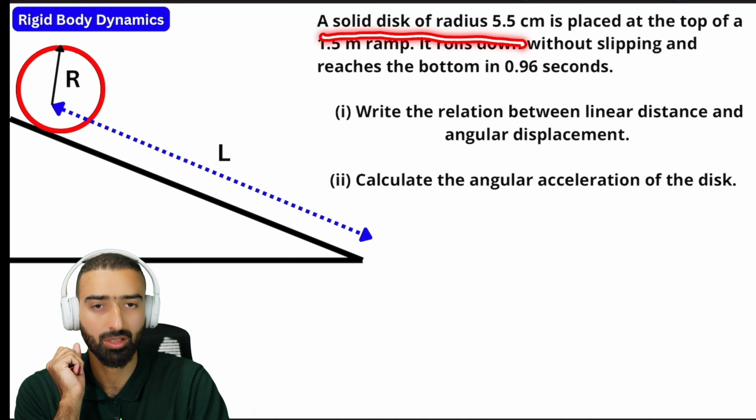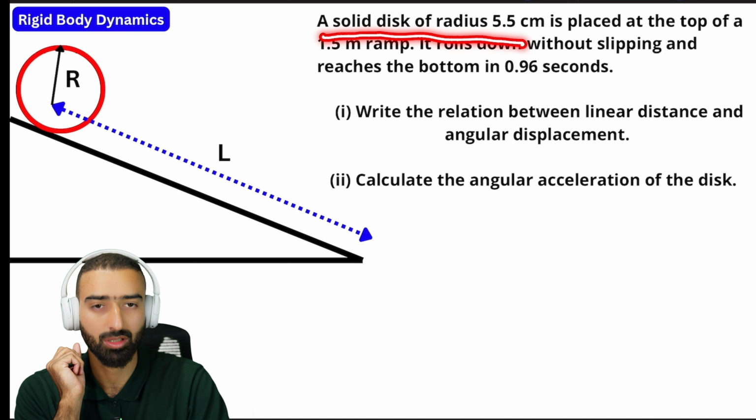And what's omega naught? Omega naught is the initial rotational velocity. Since the object was released at rest, omega naught is 0. So this entire term goes away and I have theta equals half alpha t squared. I can rearrange this for alpha. I get alpha equals 2 theta over t squared, and I can get theta from this equation. So upon doing that, I have 2 L over r t squared.